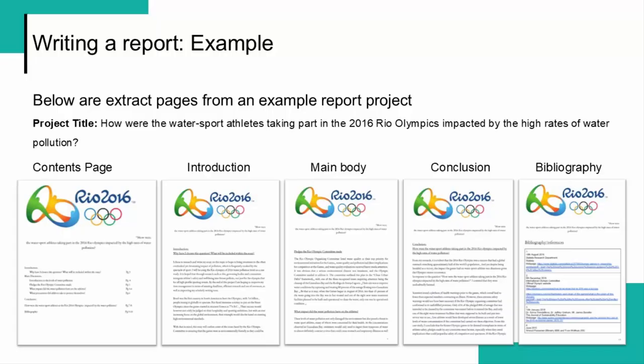Below you can see a selection of some of the pages from a report which was focused on the potential impact of water pollution on athletes competing in the Rio 2016 Olympic Games. This student followed the traditional structure of a report, which included a content page, introduction, main body of work, conclusion, and bibliography, to name just some of the pages and sections they completed. They will have reviewed a breadth of sources of information and potentially spoken to people about this topic to enrich their understanding of the topic.